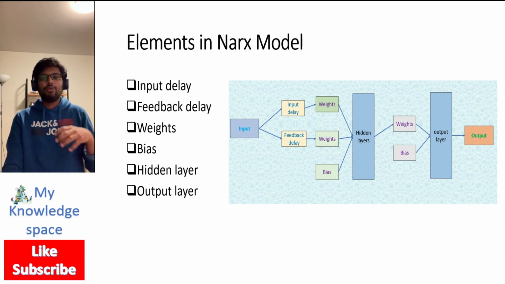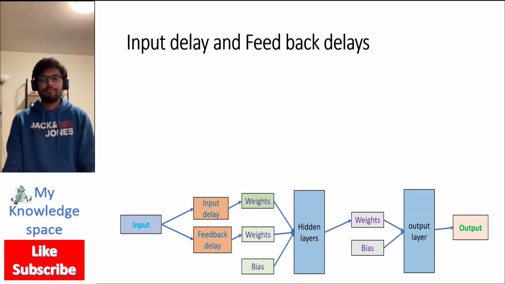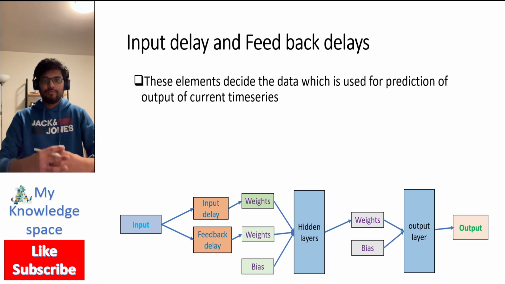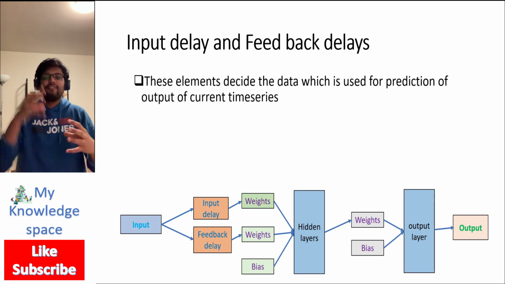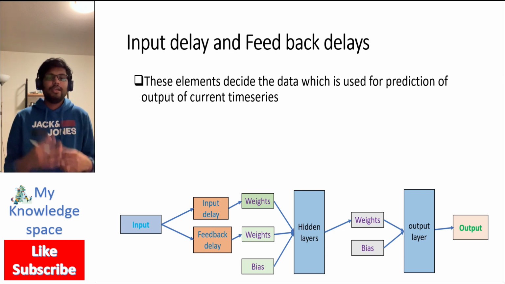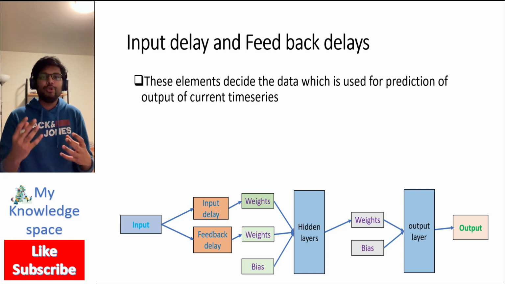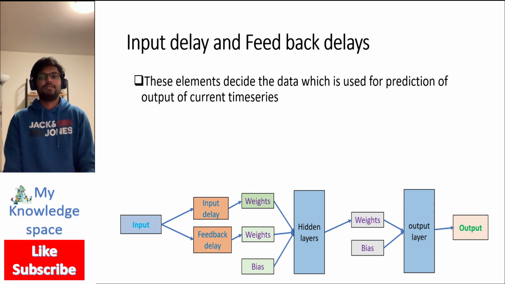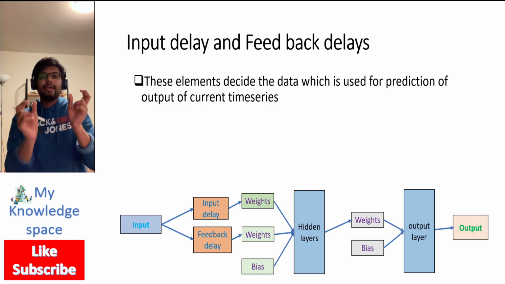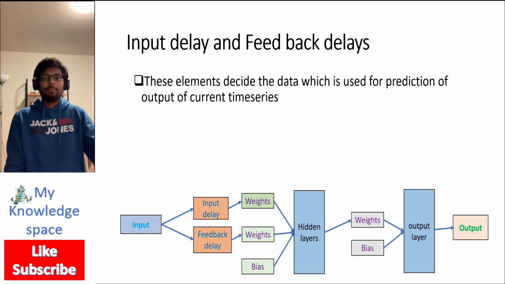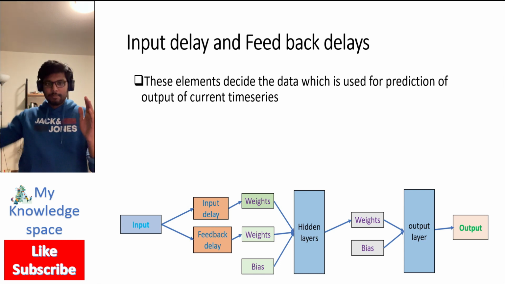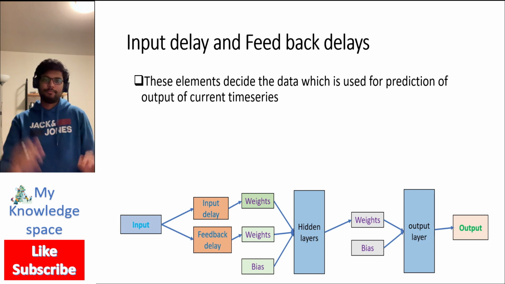First we'll talk about input and feedback delays. The input delays are the elements which decide what data is taken into the structure of the neural network to be able to give us the output which we require. It decides what elements are used for predicting the outcomes. In the name itself, it includes input delay and feedback delay. Input represents the input which we are getting. Feedback represents what the model is trying to bring back into the network to give a better output.